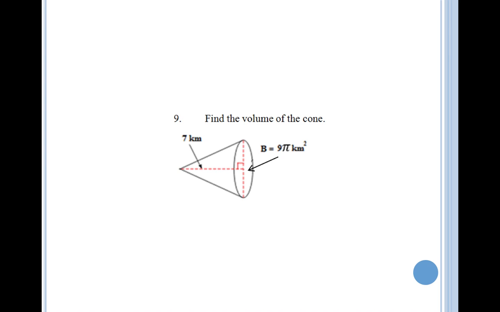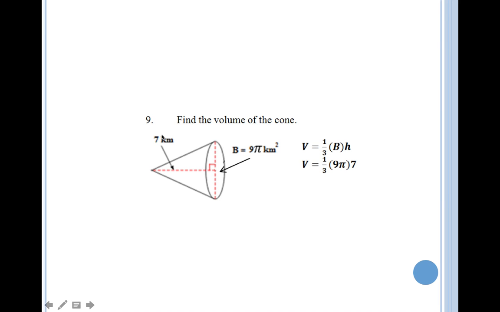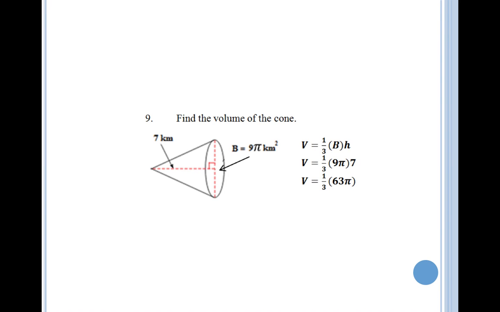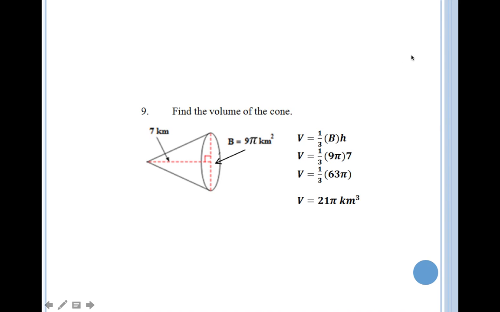Number 9. Find the volume of this cone. The thing I love about these is I don't care if it's giving me the radius or the diameter, because it's actually giving me the area of the base. It's telling me that the area of the base is 9 pi. So I'm going to plug it into my general formula: 1/3 area of the base times height. Area of the base is 9 pi, my height is 7. I have 9 pi times 7. I'm going to do 9 times 7 first. That's 63. I'm going to do 1/3 of 63, 63 divided by 3. You get 21 pi. Again, go back, look at your units. Kilometers. Volume is kilometers cubed.